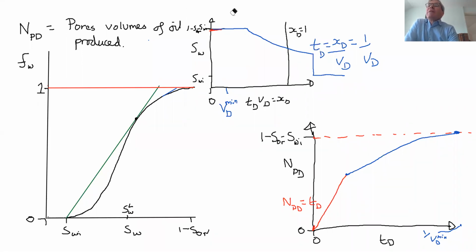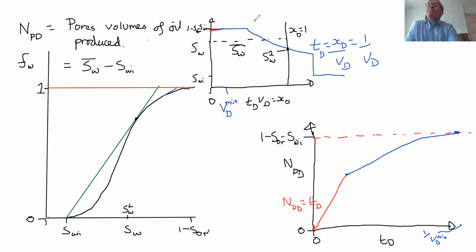The way in which we can think about this is as follows. Imagine I could define an average saturation here. I'm going to call it SW bar, and the saturation here is SW1 because it's the saturation at XD equals 1. If that's the average saturation, then what we've done is we've gone from SWI to this average value SW bar. So the pore volumes of oil produced is going to be SW bar minus SWI. Does that make sense? Okay. Now, let's just go through this.